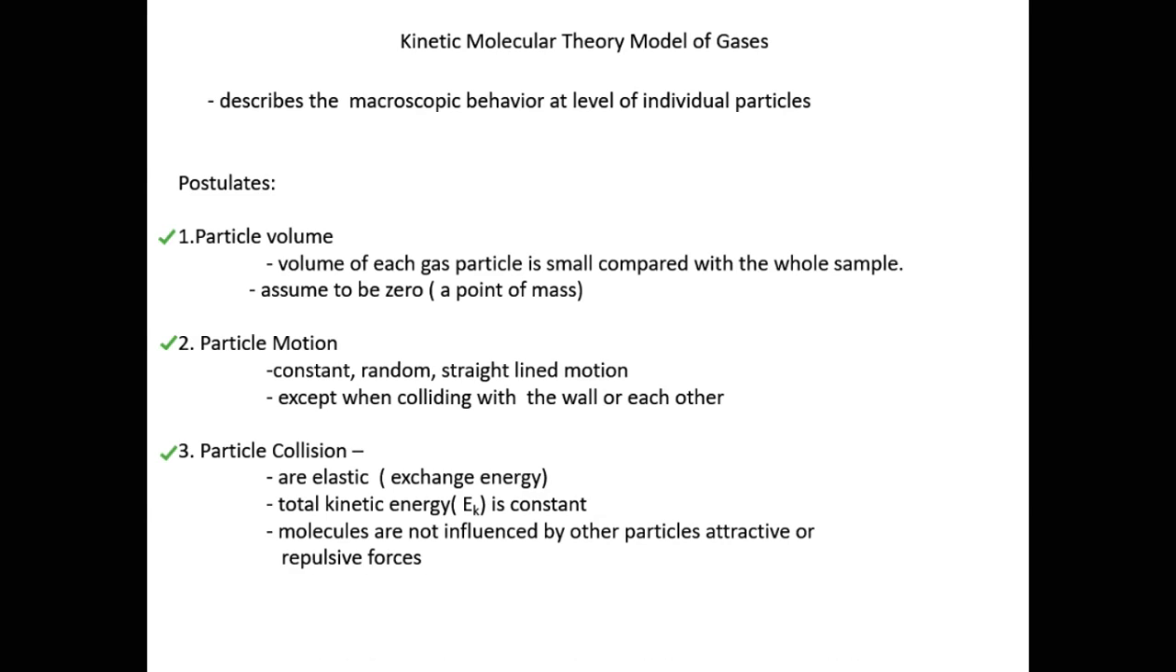So for an ideal gas, we assume that the volume of the actual gas particle is small compared to the whole sample. So if you have a gas in a container, the actual space that the molecule takes up is very small compared to the total volume of the container. So we assume that the molecule doesn't take up any volume. So the volume of the container equals the volume of gas. For particle motion, we assume that the gas molecules are always moving in constant, random, straight line motion. And the only time they change is when they collide with either the wall, which produces pressure, or each other.